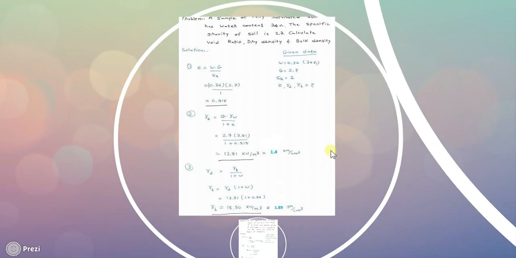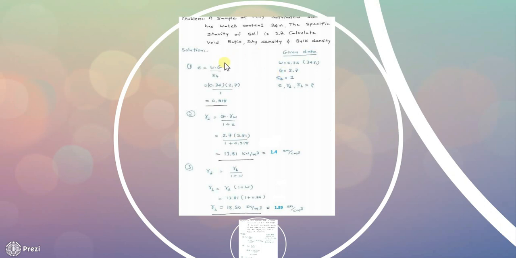Moving forward, next problem: a sample of fully saturated soil has a water content of 34%. The specific gravity of soil is 2.7. Calculate void ratio, dry density and bulk density. So, two things are given and three things are required. Given data: water content is equal to 0.34 or 34 percent, and specific gravity G is equal to 2.7.